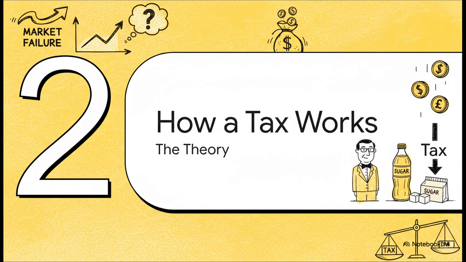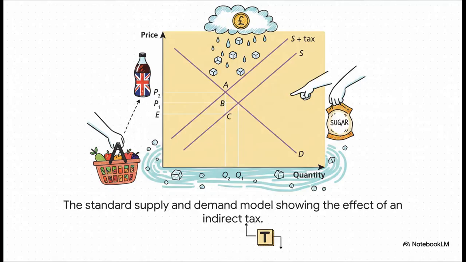So if the market's broken, how does an economist try to fix it? Well, the textbook answer is an indirect tax. So let's pull out the classic model and see how this is supposed to work in theory. Now, if you're an economics student, this diagram should be very familiar. This is your standard supply and demand model, and it's basically the blueprint for how the sugar tax was designed. Let's walk through exactly what's going on here.